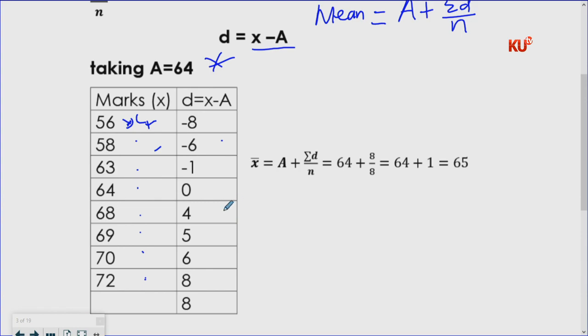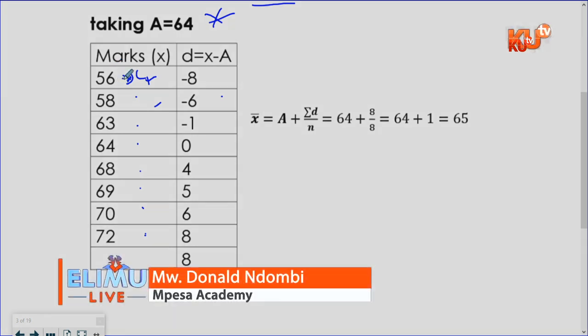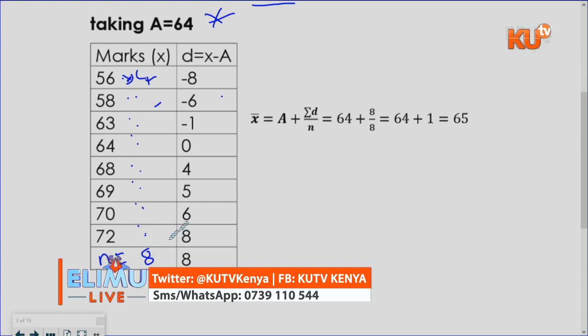Then at the end of this, we need the sum of all those values. So you add the values down. First of all, what is your n? You don't add these values here. You just count 1, 2, 3, 4, 5, 6, 7, 8. So n is 8. There are 8 values. Then we find the sum of these. You add negative 8 plus negative 6 plus negative 1 plus 0 all the way. You'll get 8. Therefore, using the formula, you'll realize our assumed mean was 64.